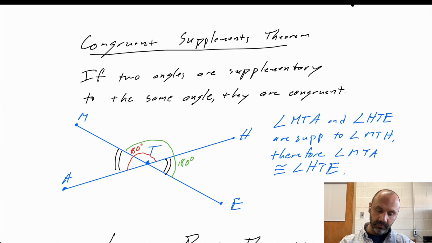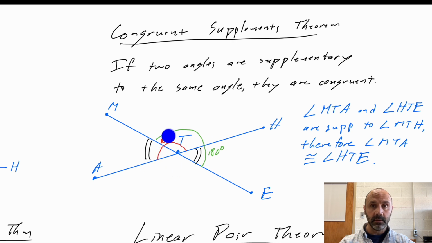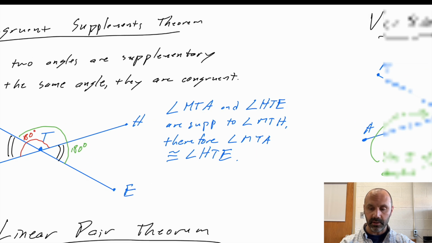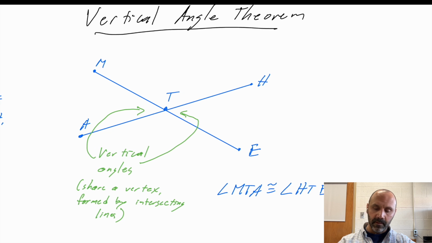And it really came right out of what we did here. We can use this to prove, to kind of reason to ourselves that these two angles have to be congruent to each other. So angle MTA is congruent to angle HTE.